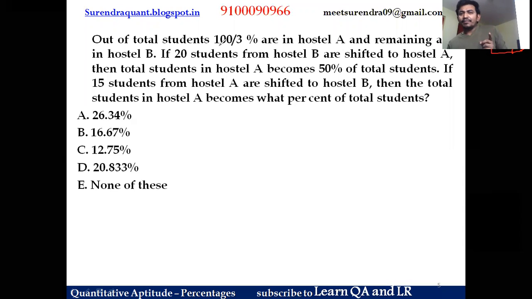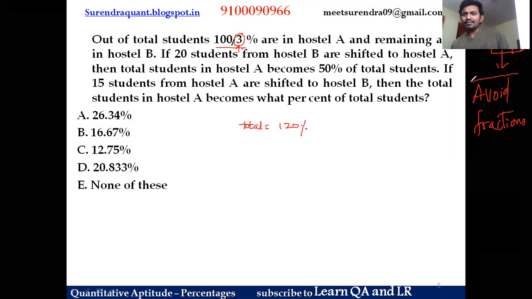So here, 100/3% are in hostel A. To avoid the fractions, we try to take some 3 multiple, some big number. Instead of 100%, let us say the total is 120%. If you are not convinced with 120%, you can take 150, 180, 240, 270. Whatever 3 multiple is there in the denominator, you can take that multiple as the total. So the total we are taking is 120%. Why? To avoid fractions, by taking smart numbers.